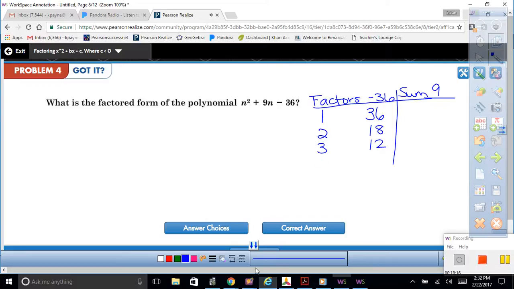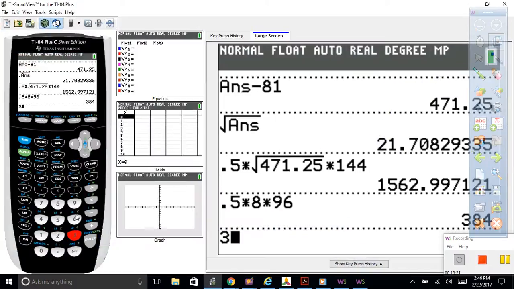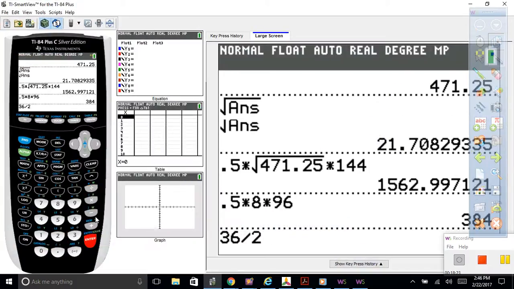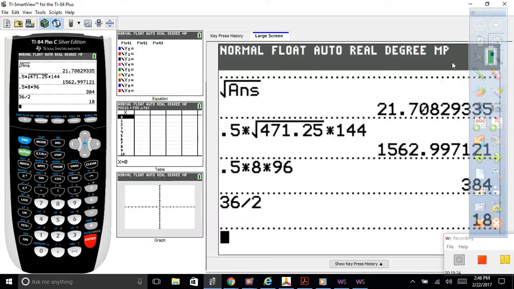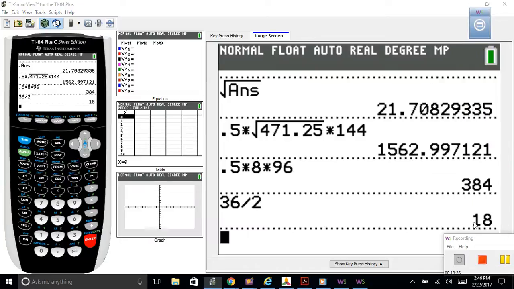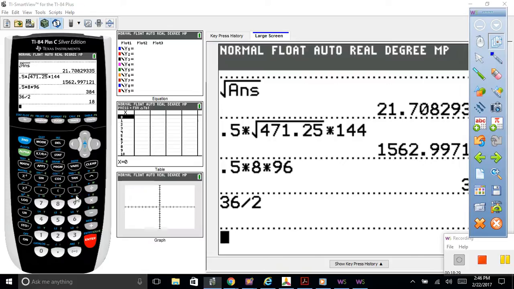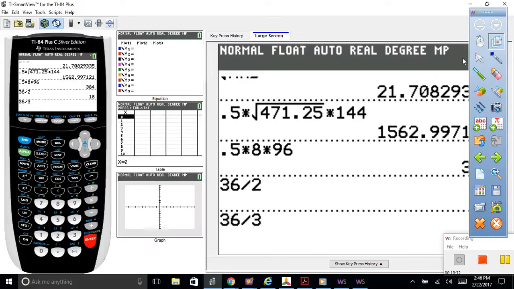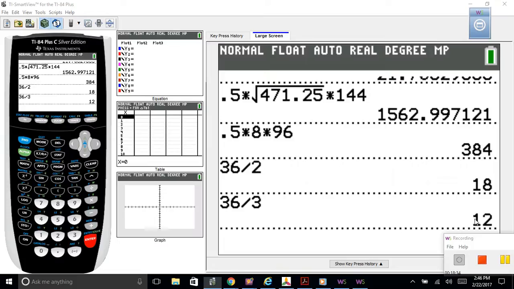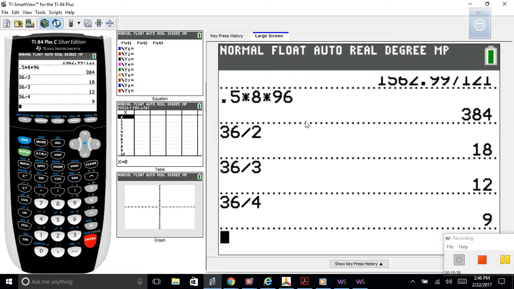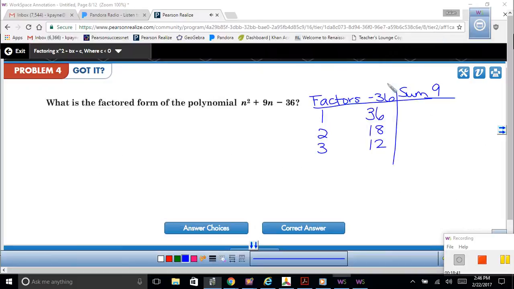Put 36 divided by 2 in the calculator. It'll show you that it's 2 times 18. 2 times 18 is 36. And then do 36 divided by 3. And it's 3 times 12 that gives you 36. Then do 36 divided by 4. Use your tools. So 4 times 9 is 36. And then finally 6 times 6.